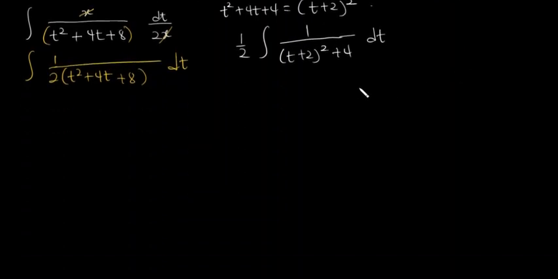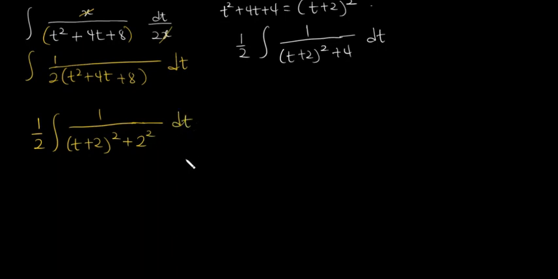Okay, so let me write what we have now. So now we have 1 over 2 multiplying the integral of 1 over (t plus 2) squared plus 4. But this time around, I'll write the 4 as 2 squared, and then the dt. Okay, so now let's look at what we are going to do next.